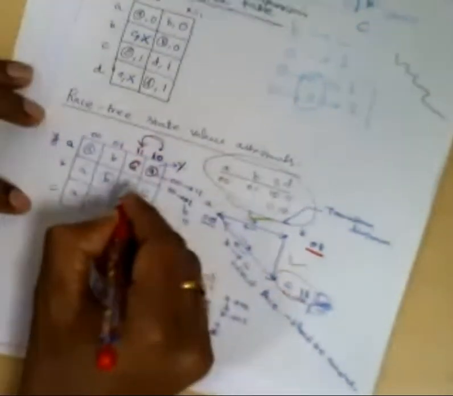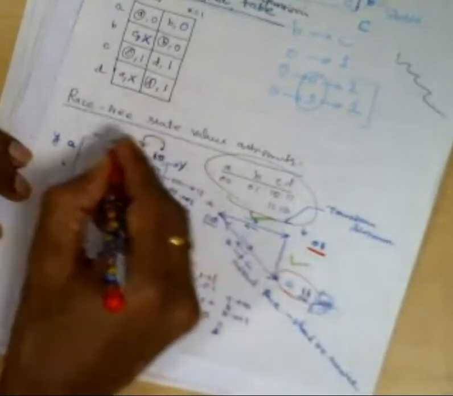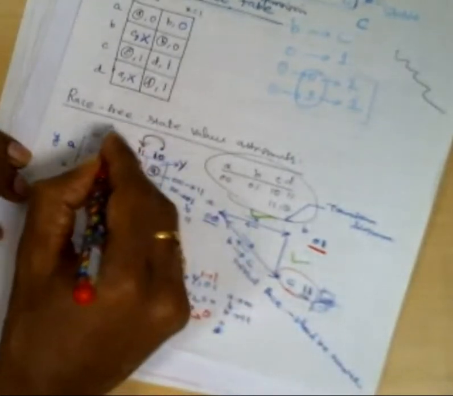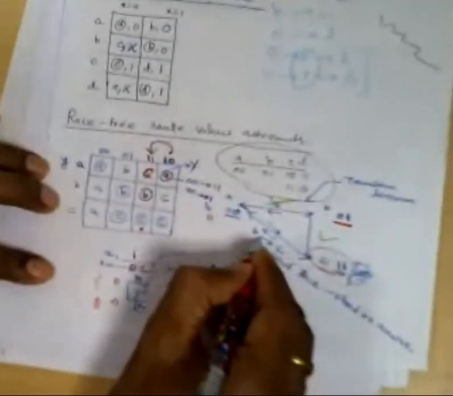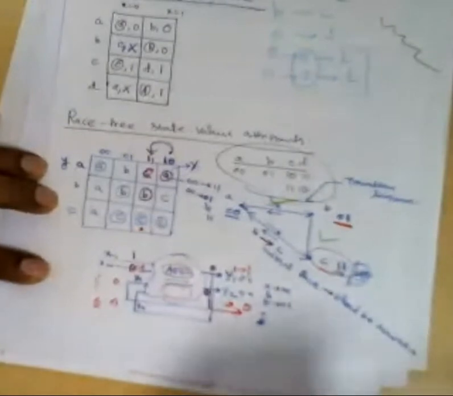So the circuit will get stuck at this point. Therefore, there is a critical race. You can discuss the same thing from here to here also, right? So the A to C will lead into the critical race. Therefore, it should be avoided. So now we came to know that this kind of assignment will not work out. It will lead to the critical race at one possibility.